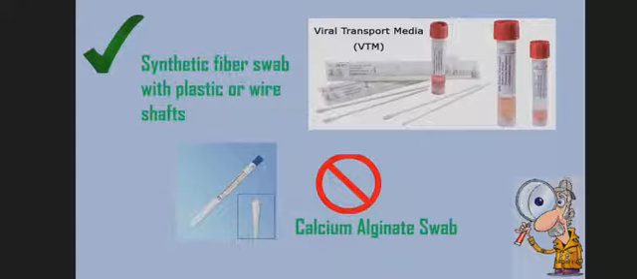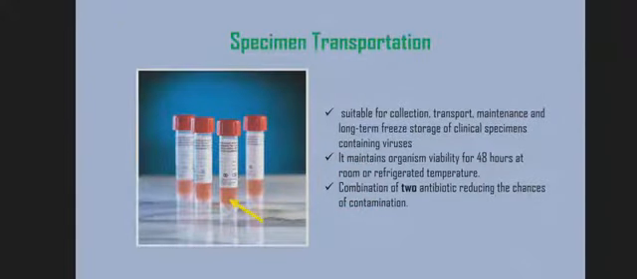As for the preferred swab, it is the synthetic fiber swab with plastic or wire shaft. For the media, viral transport media is used, or if not available, Amies transport medium or sterile saline is used. As seen in the picture, this is the viral transport media, which contains salmon pink fluid, and if the color of the fluid is yellow, reject it because it could be contaminated already.